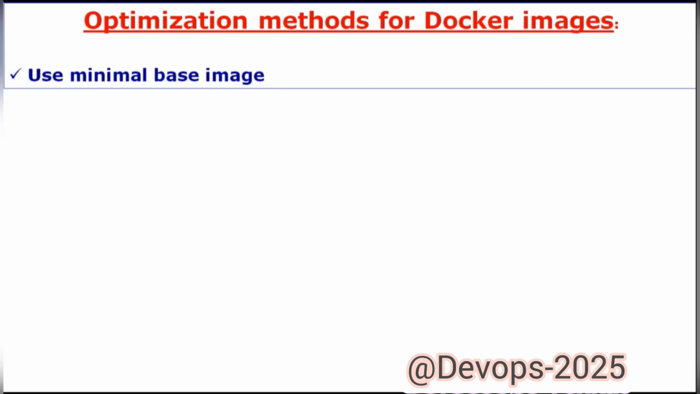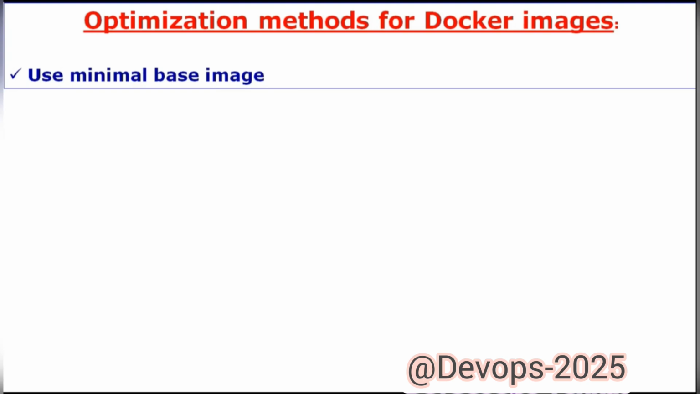We can use minimal base images such as Alpine images and slim variant images. The slim variant images we will be using for programming languages like Python, Node.js, Java, C, C++, Ruby, and so on. So let's see what kind of base images you are going to use and how we are going to decrease the Docker image size.